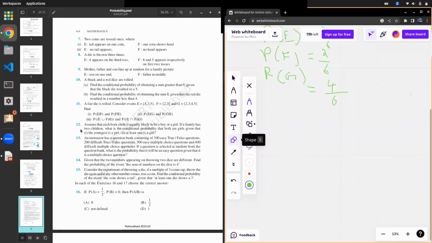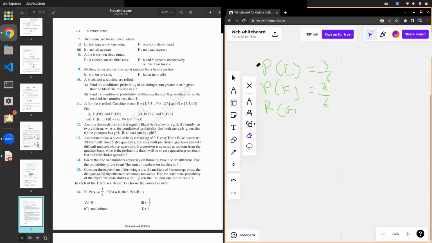So now the next question. Assume that each child is equally likely to be a boy or girl. If a family has two children, what is the conditional probability that both are girls given that...? Okay. So the question is, a family has two children, we have to find a conditional probability. Let E be the event of having two girls in the family, and in part one, F will be that the youngest is a girl. So the younger one is a girl. Now we have to find the conditional probability of this question.